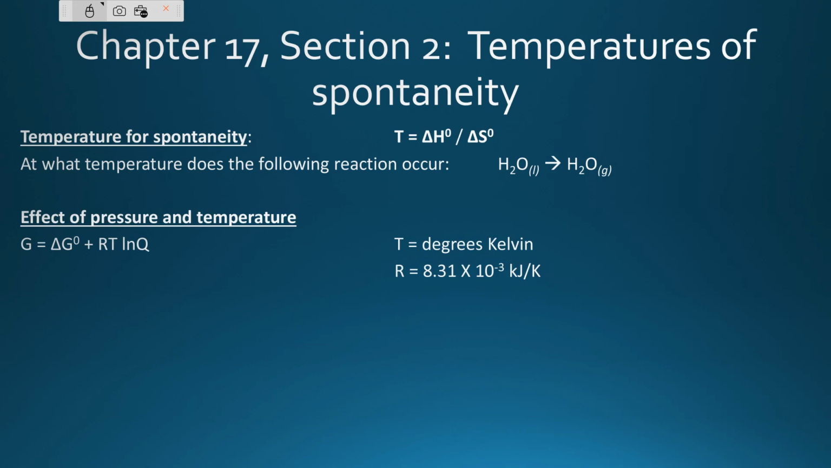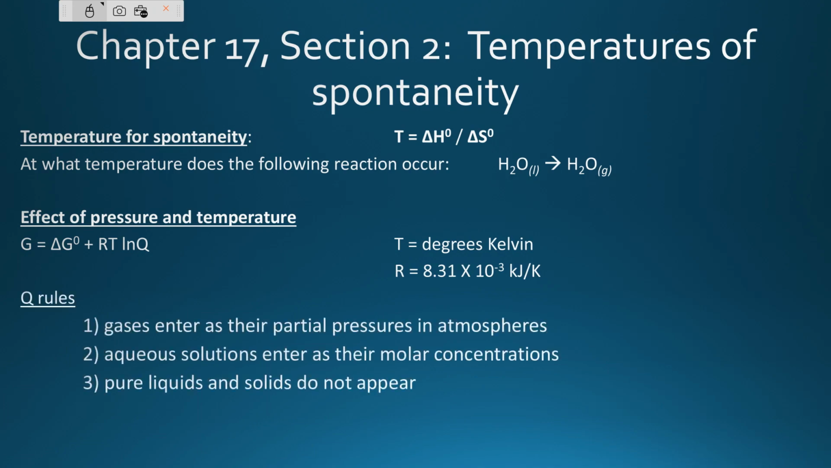My delta G value, that free energy, is going to be the change in that plus RT times the natural log of Q. Now remember, when we take a look at this, if I'm using the natural log of Q, the R value is going to be 8.31 times 10 to the negative third, okay? So if you're using the natural log, that's your R value.